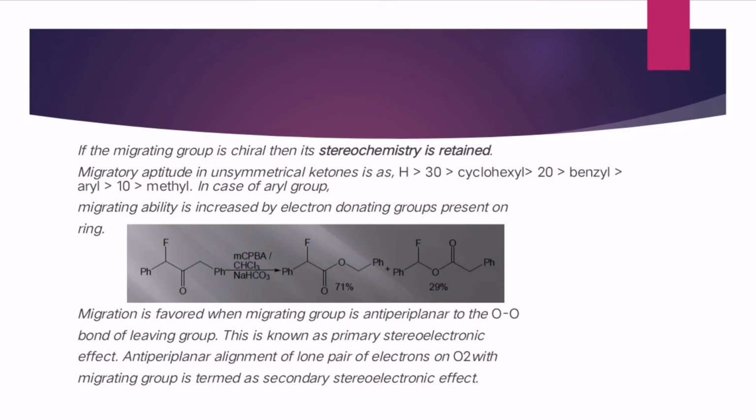Following is an example showing the insertion of oxygen. Migration is favored when the migrating group is antiperiplanar to the oxygen-oxygen bond of the leaving group, which is known as the primary stereoelectronic effect. Antiperiplanar alignment of a lone pair of electrons on oxygen with the migrating group is termed the secondary stereoelectronic effect.